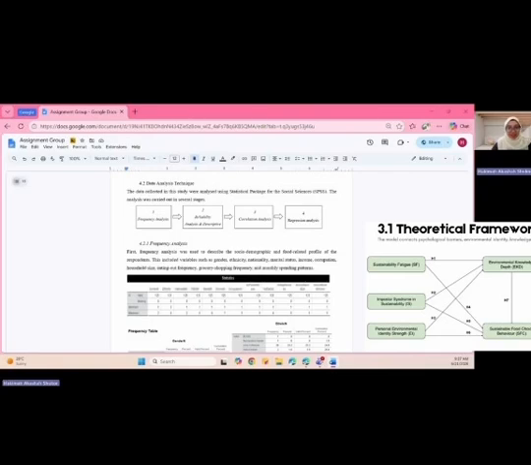4.2 Data Analysis Technique. For the data, we use SPSS and the analysis was done in several steps. First, we start with frequency analysis to describe respondents. After that, we use reliability analysis using Cronbach's alpha to test whether the questionnaire items were consistent. Third, we use descriptive analysis to show the general level of each construct. And fourth, we use correlation and regression analysis to test relations between variables and hypotheses. Overall, this shows the study uses a systematic method from data collection until hypothesis testing.